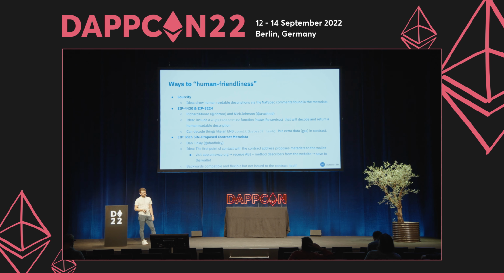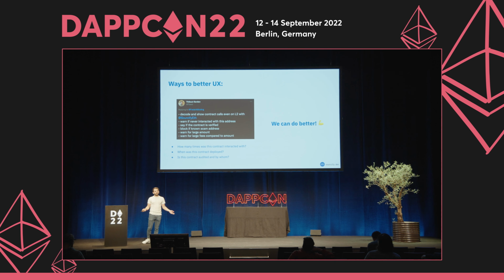The second one is the EIP draft recently by Dan Finlay. Here the idea is to approach the user at the first point of contact. So whenever they have an interaction, you just give the user the information. This is backwards compatible, and it's more flexible, but there is no verifying. So it's not in the contract or hashed, so we can't verify it.